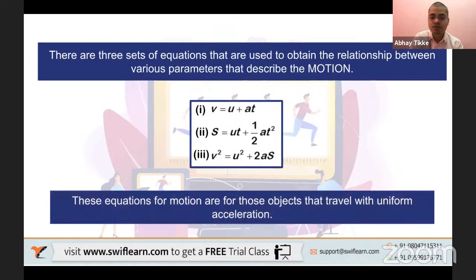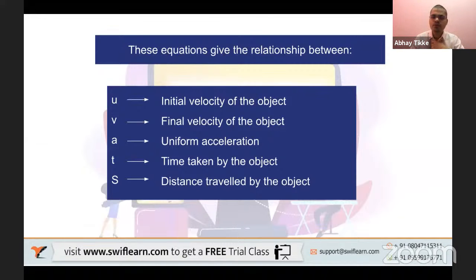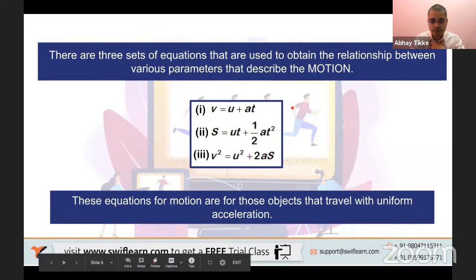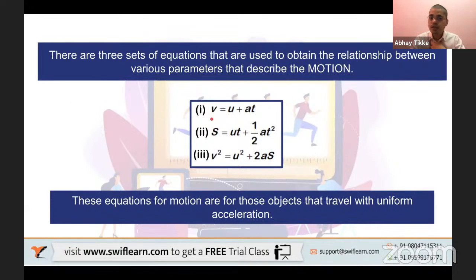Okay. These equations of motion are for those objects that travel with uniform acceleration. Okay. So here in this equation, as you can see, what does this u represent? Are you able to see this u? Yes. u represents what? Exactly. u is your initial velocity. What is v? v is your final velocity. What is a? Uniform acceleration. That's very important to be noted here. These equations are only valid when the acceleration is uniform, right? And what is this t? t is your instantaneous time. Yes. What is this s? s is your distance or displacement, right? Exactly. Very good. So these are same terms.